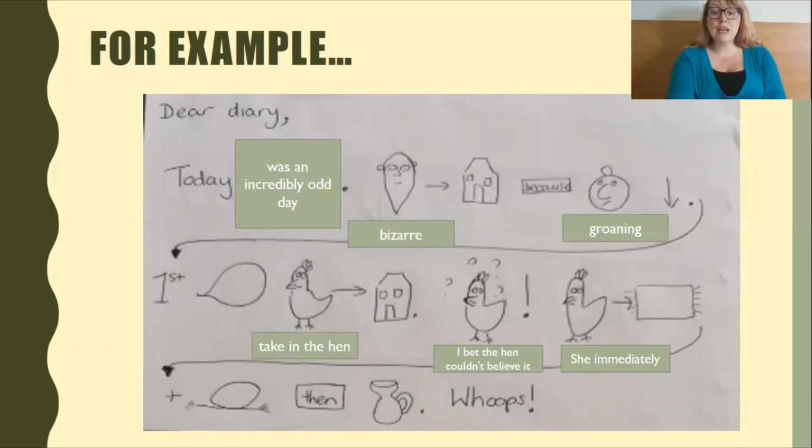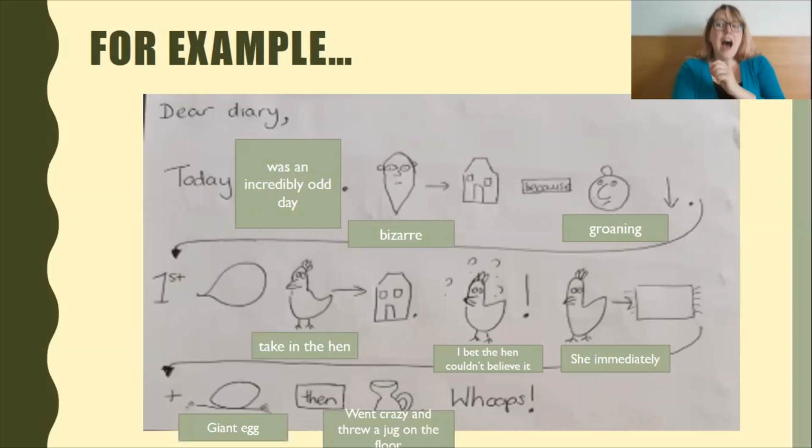She immediately went to the rug and laid an egg. Then laid a giant egg. Then went crazy and threw a jug on the floor. So you can see here, there's only a few subtle changes. I've hugged the text really tightly.